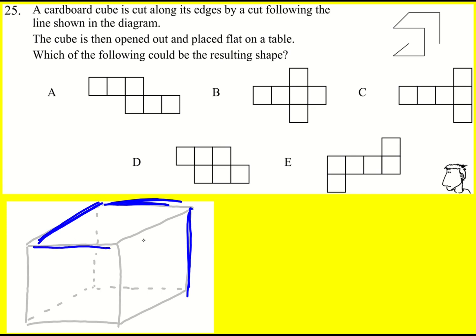moving around, and then here. The cube is then opened out and placed flat on a table. Which of the following could be the resulting shape?